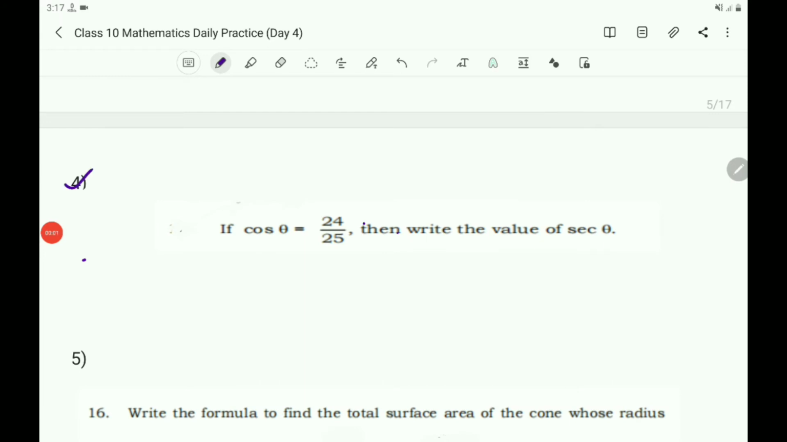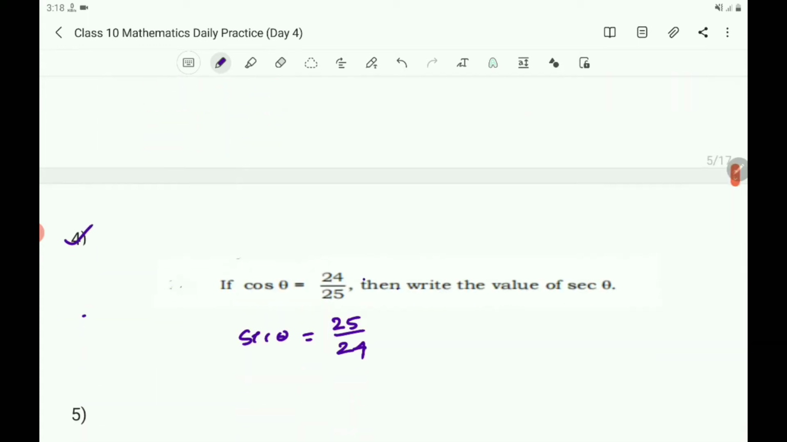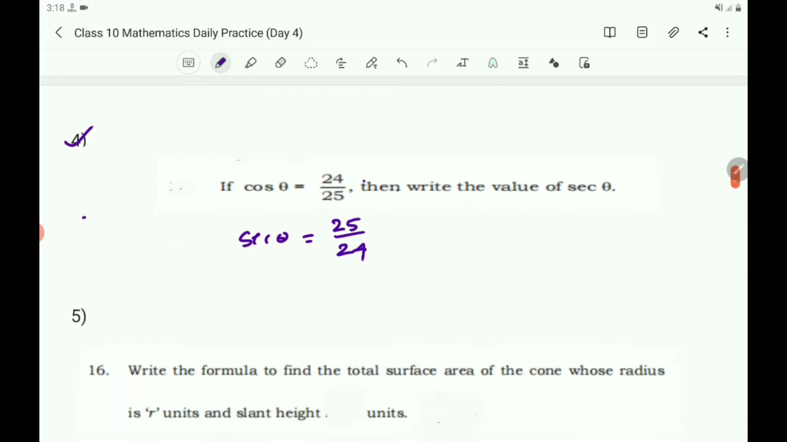Now you take the fourth question. If cos theta equals 24 by 25, then write the value of secant theta. You know that cos theta and secant theta are the reciprocals of one another. If cos theta is given, that is 24 by 25, secant theta becomes its reciprocal, 25 by 24. You write secant theta equals 25 by 24. Here the third question and fourth question are of the same type.